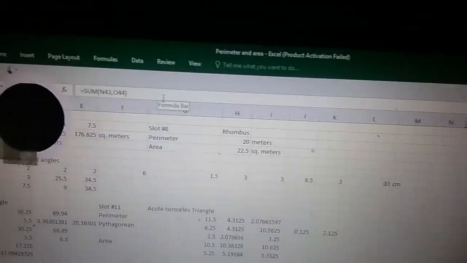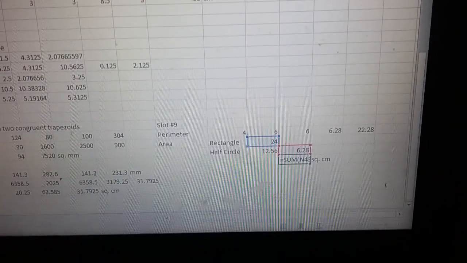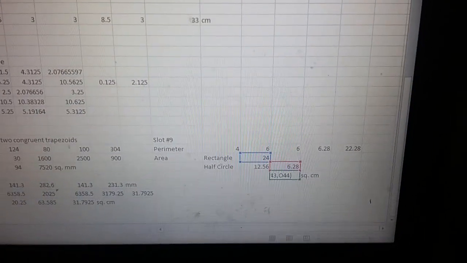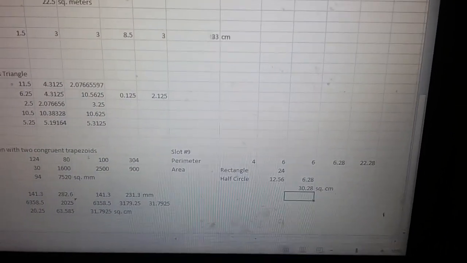Then the last part is the summation of both. This is what I'm referring to. I sum the 2, and then we should get 30.28 square centimeters.